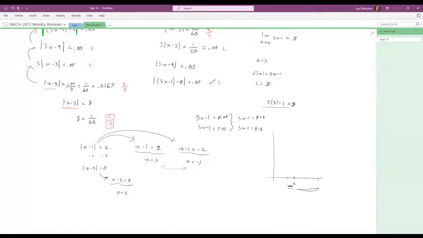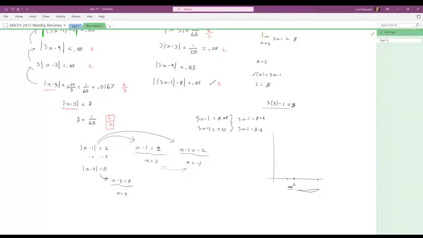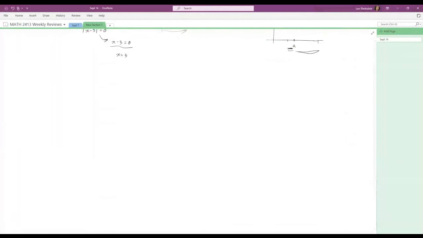OneNote is bugging out on me again, so hopefully it'll be all right. Okay, there we go. And you guys can see the screen again.